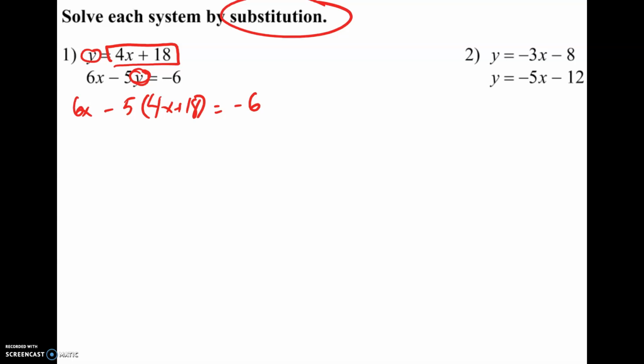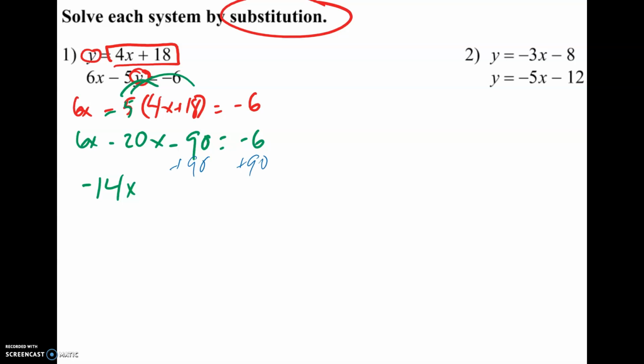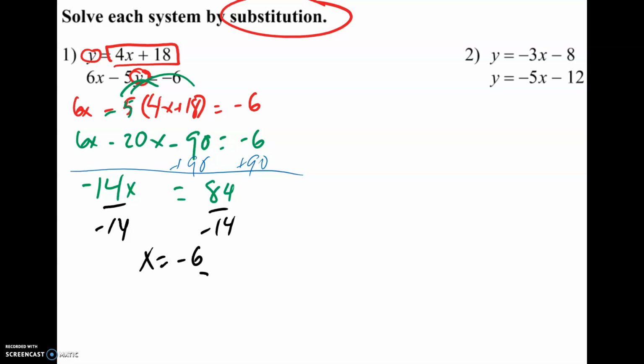Replacement method or substitution method. So now we're going to just distribute here. Remember, this is a negative 5 I'm distributing. So I got 6x minus 20x minus 90 equals negative 6. Combining like terms gives me negative 14x. I'm also going to add the 90 to both sides at the same step, and that will give me negative 14x equals 84. Dividing both sides by negative 14, I get x equals negative 6.